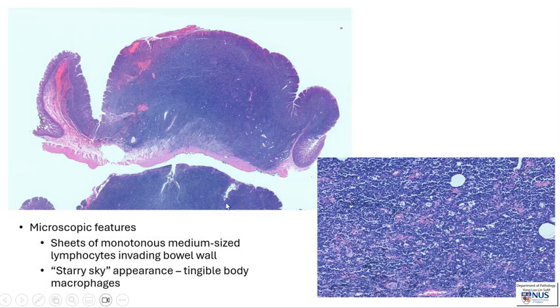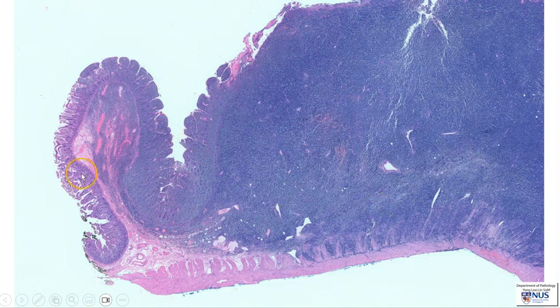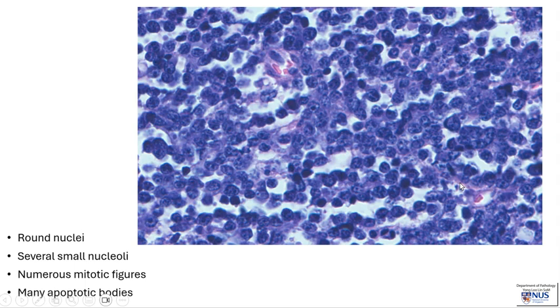On microscopy, as demonstrated, we see these sheets of monotonous medium-sized lymphocytes, and we often have this starry sky appearance due to tingible body macrophages. This is an area where the small bowel is not involved by lymphoma, and over here we can see that there is lymphomatous involvement in the mucosa and submucosa, and over here the lymphoma cells involve the mucosa, submucosa, and the muscularis propria. So they appear as these very ill-defined sheets of lymphocytes.